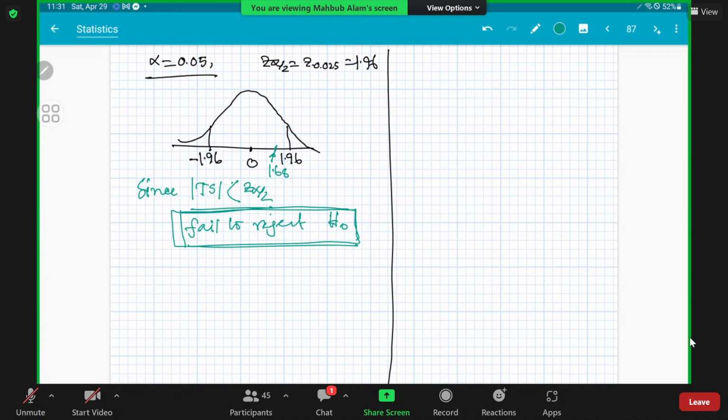Just for an example, if we assume that alpha equal to 0.10, then Z alpha by 2 will be Z 0.05, which is 1.65 from the table of the normal distribution. Then we find that the value of the test statistic is less than 1.65. Less than? No.